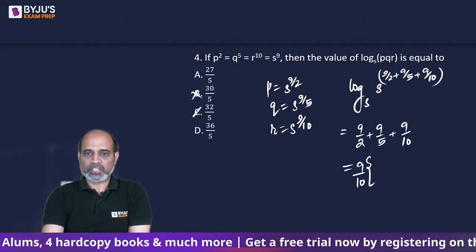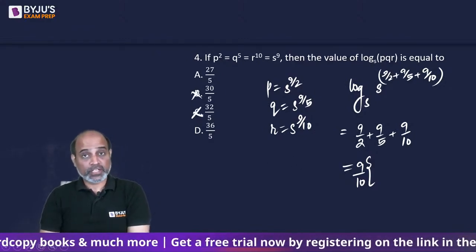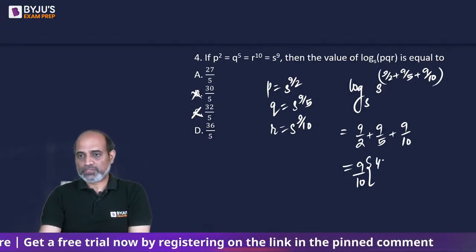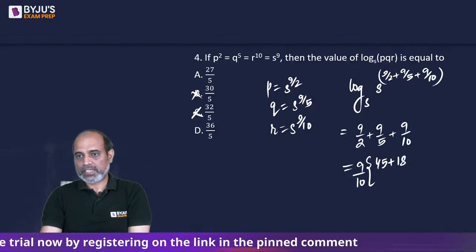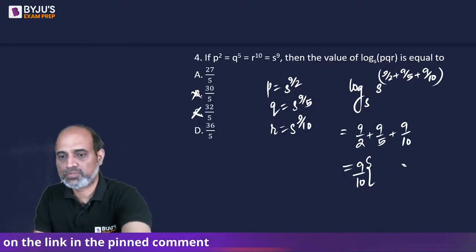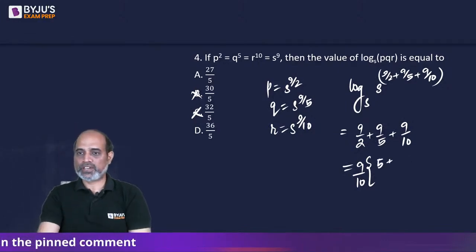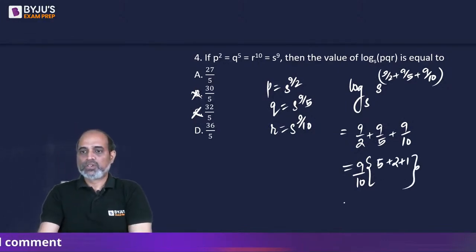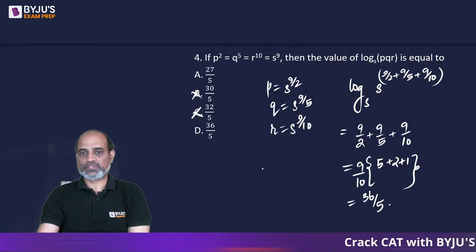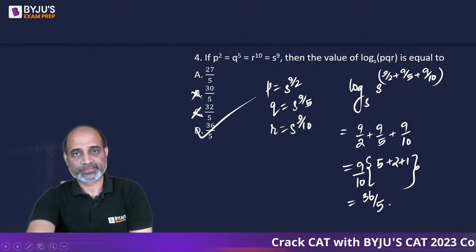So the answer should be in the table of 9, which B and C definitely are not. So we will have 9 into 5, which is 45, plus 9 into 2, 18, and sorry, 9 is outside, no? So we will be left with only 5 and 2 and then 1. So we will have 9 into 8 by 10, which is 9 into 4 by 5, which is 36 upon 5. So D option.